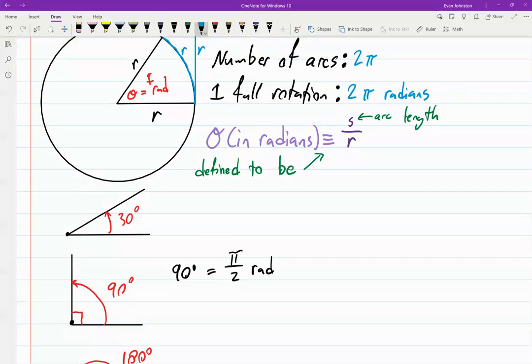Or maybe another way that we could think about this, running out of colors, I'm going to pick up a sweet orange here. We maybe just call this a quarter of a rev for a revolution.